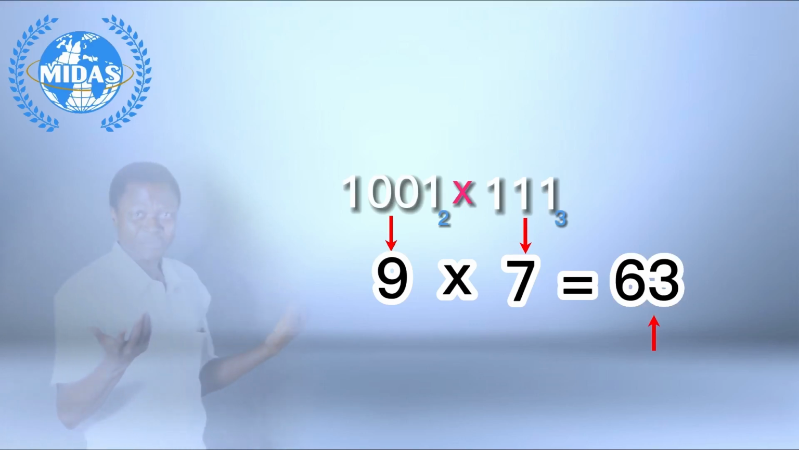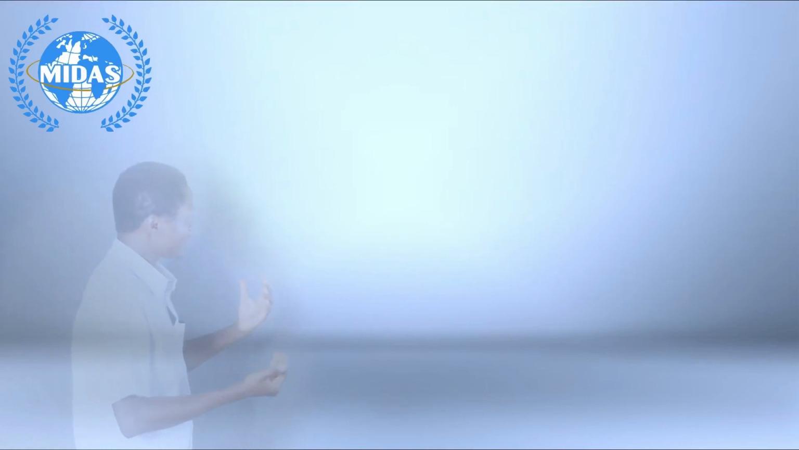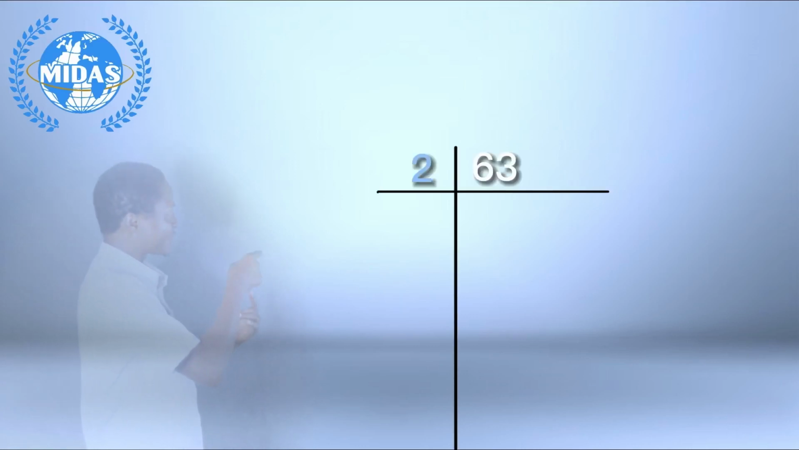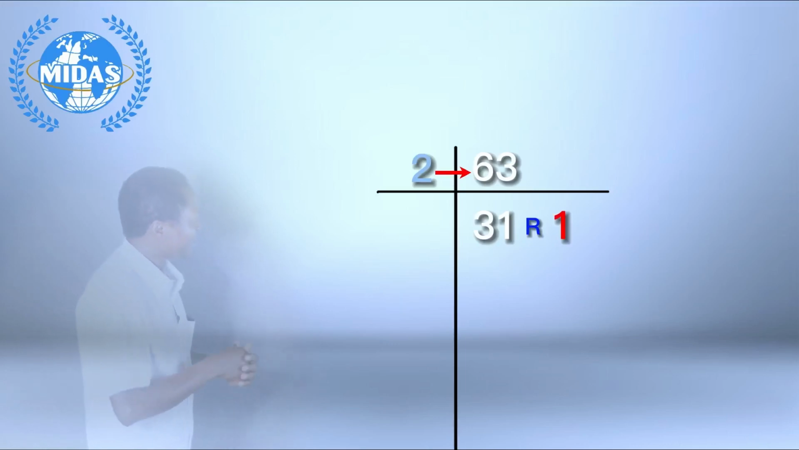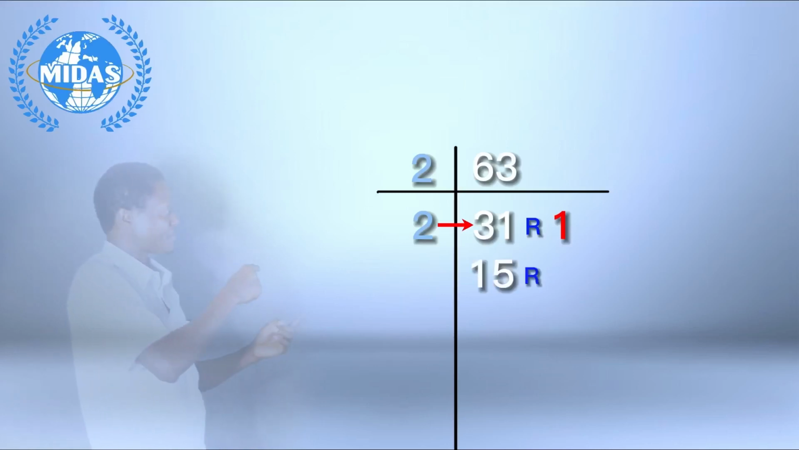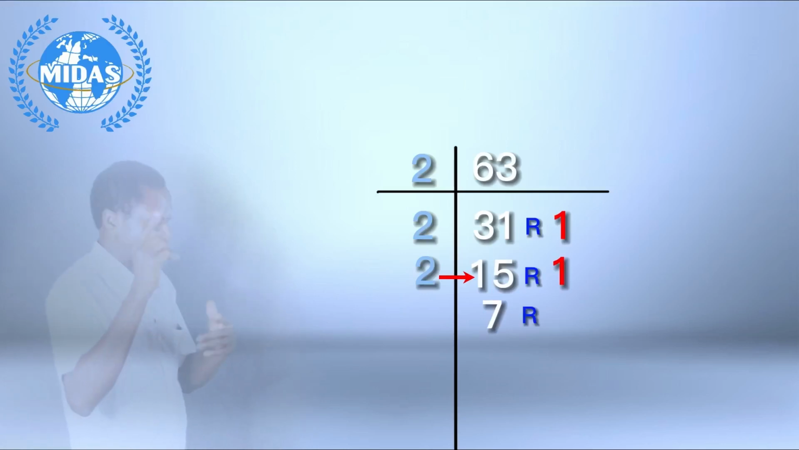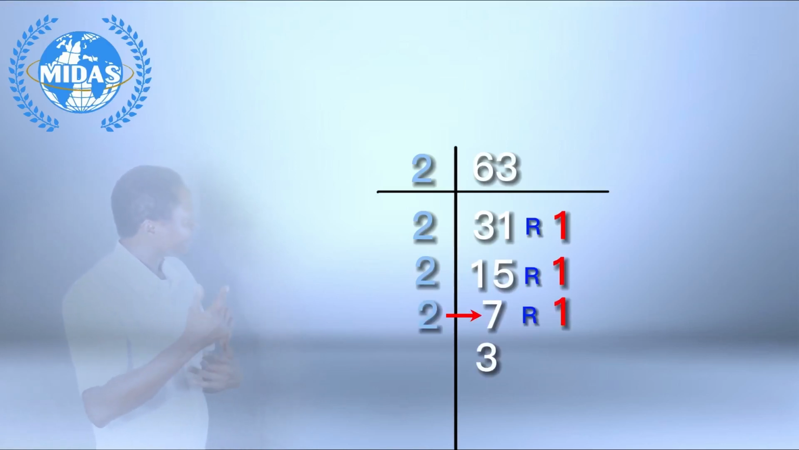How do we convert to base 2? The long division method. So we carry our 63 and then say base 2. 2 into 63, 31, remainder 1. Then we now have the next, which is 2 into 31. So 2 into 31, it will be 15, remainder 1. Now 2 into 15, 7, remainder 1. Now 2 into 7 will be 3, remainder 1. We'll put 3, remainder 1.